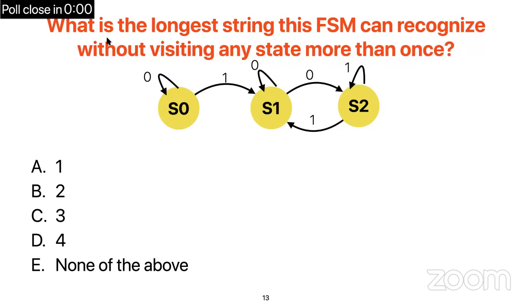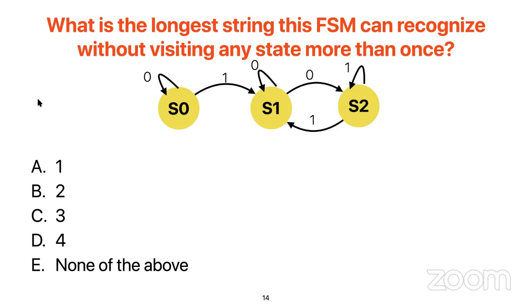Okay, so for this question, I can see this time you got it. About 76% of you got it. It's 2, so the answer is B, right? And the reason, again, is if you think about how you can go through as many states as possible without revisiting any of them, right?